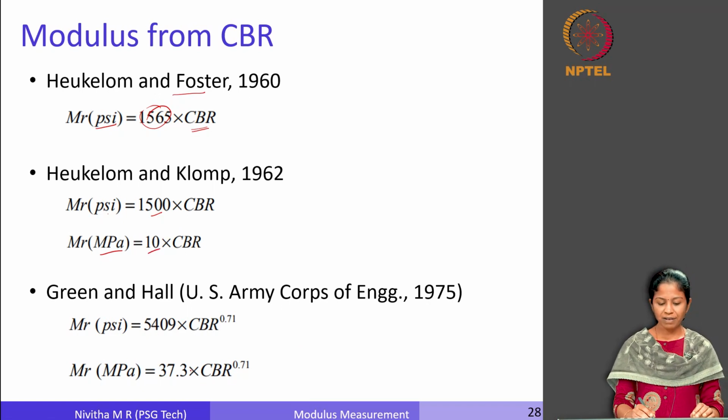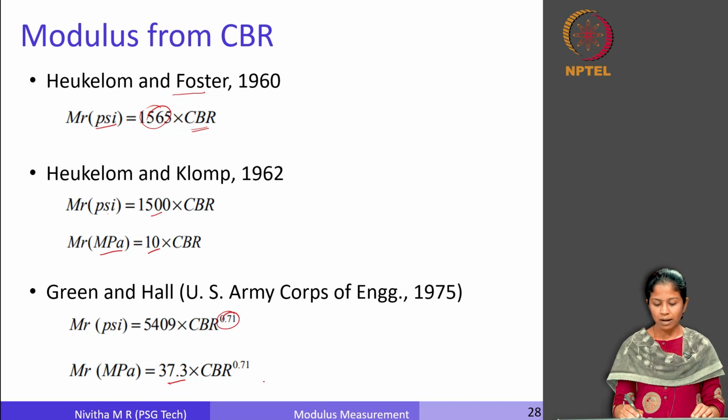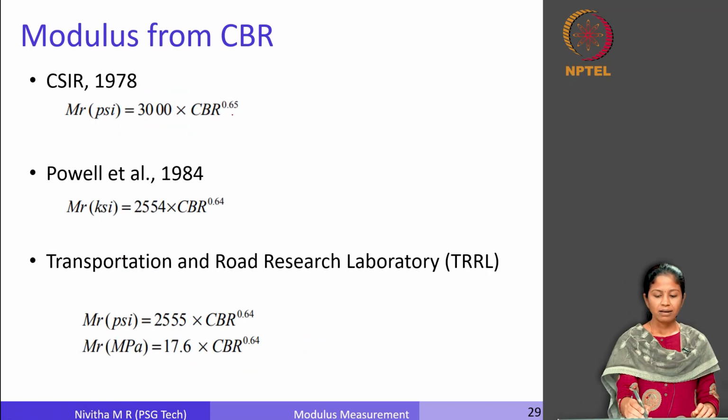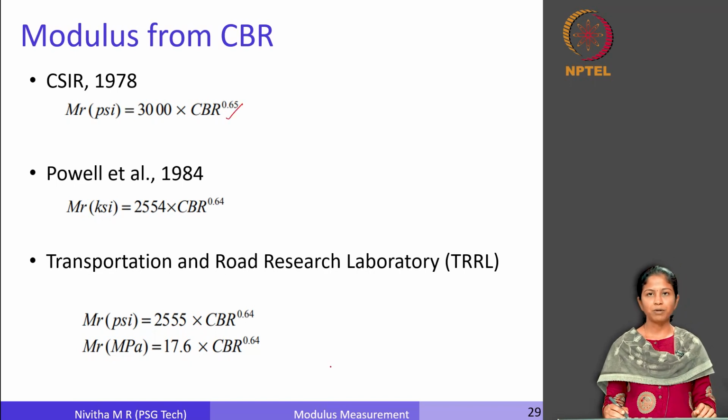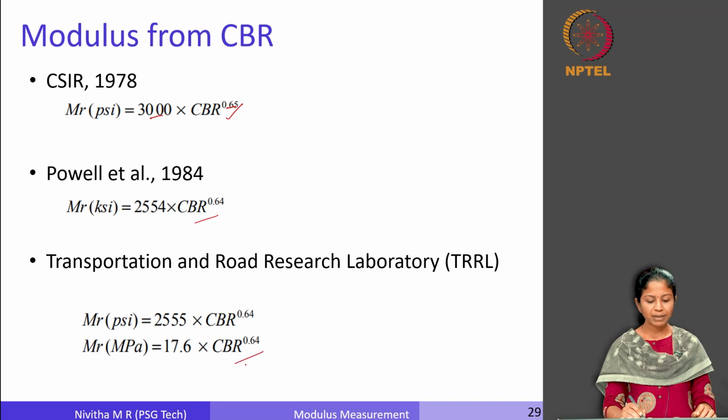Similarly, later in 1975, there was another set of equations by the US Army Corps of Engineers. You can see here they have given an exponent to the CBR. The earlier ones were based on one constant, but here we have two constants that explain the relation between CBR and resilient modulus. Then we have another set of equations given by CSIR. Again, they retained the form of the model proposed by the US Army Corps of Engineers, and the constant values were changed. Similarly, Powell et al. gave another relation. The TRRL, the Transport and Road Research Laboratory, gave another set of equations.